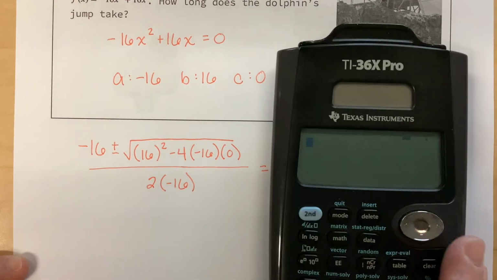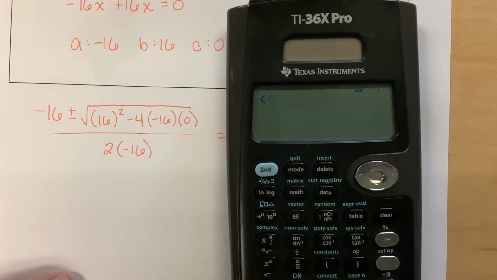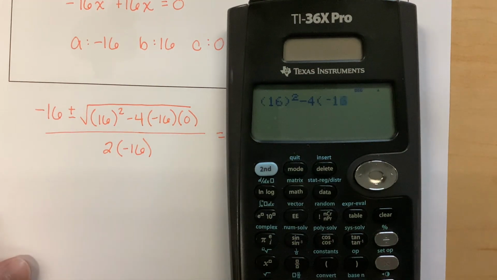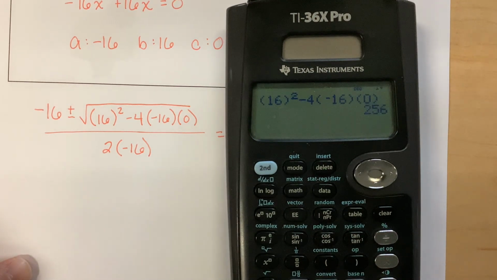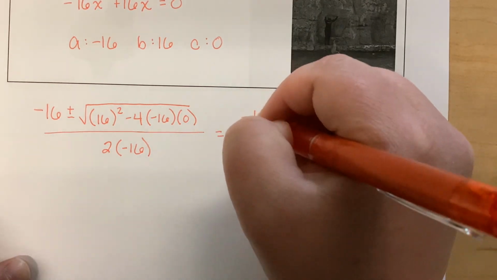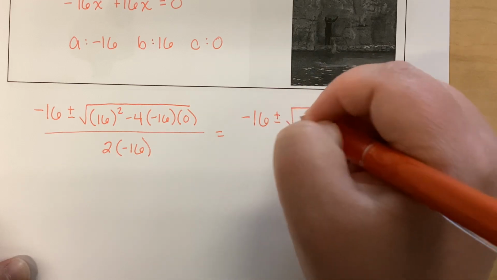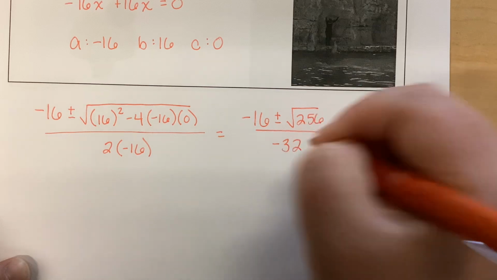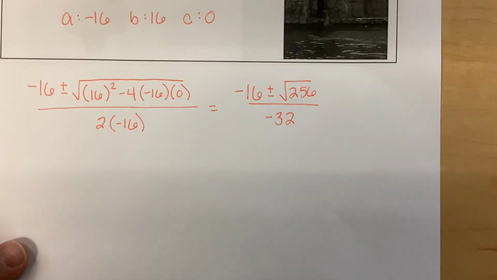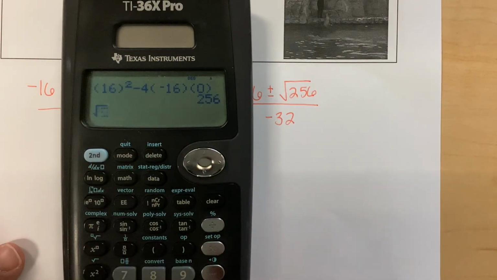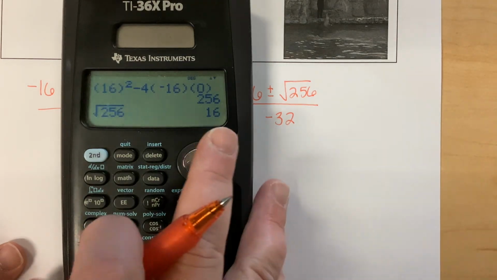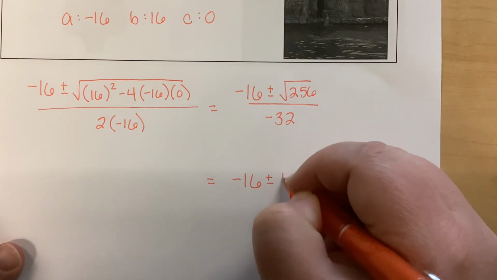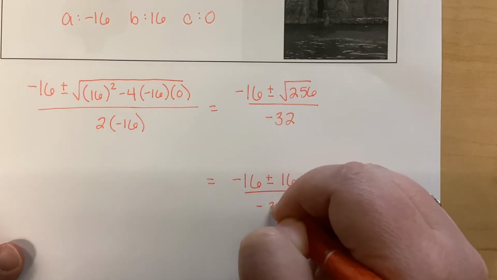All right, let's save ourselves some work and just use the calculator. So 16 squared minus 4 times negative 16 times 0 is going to be 256. So negative 16 plus or minus the square root of 256 all over negative 32, because 2 times negative 16 is negative 32. All right, so let's take the square root of 256. It is a perfect square. We get 16. So now I have negative 16 plus or minus 16 over negative 32.